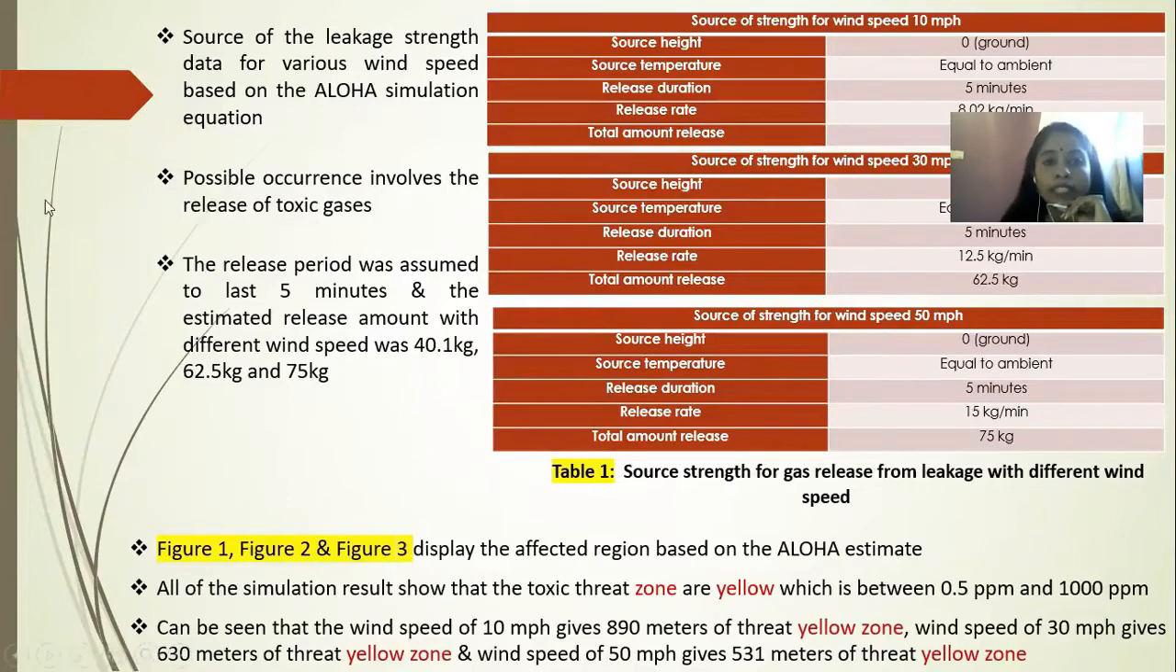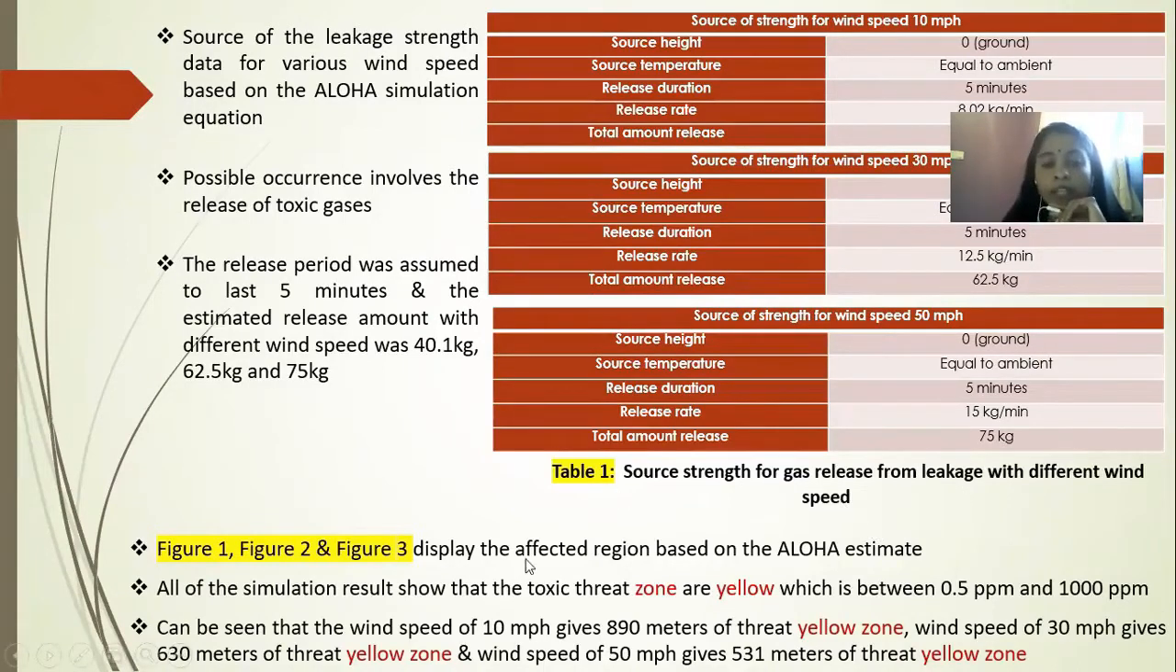So the source of the leakage strength data of various wind speed is based on the ALOHA simulation equation. The possible occurrence involves the release of toxic gas. The release period was assumed to last 5 minutes, and the estimated release amount with different wind speed was 40.1 kg, 62.5 kg, and 75 kg. The source height, source temperature and release duration are constants. Table 1 shows the source strength for gas releases from leakage with different wind speed.